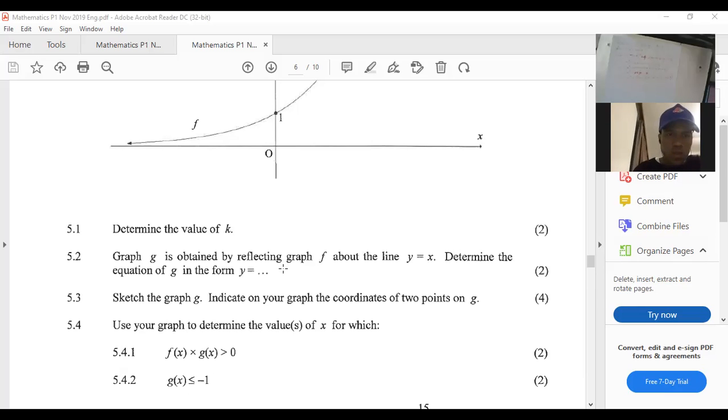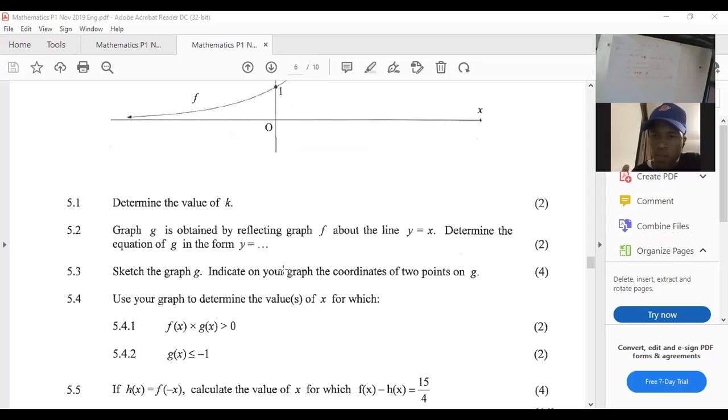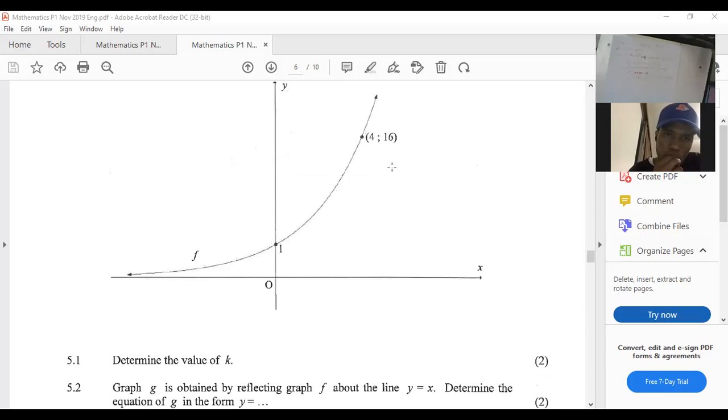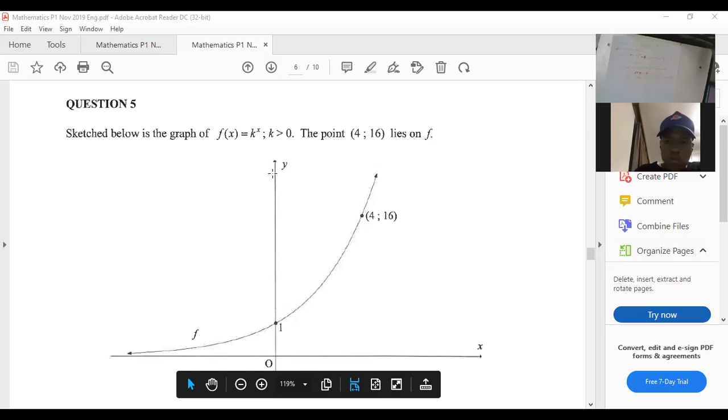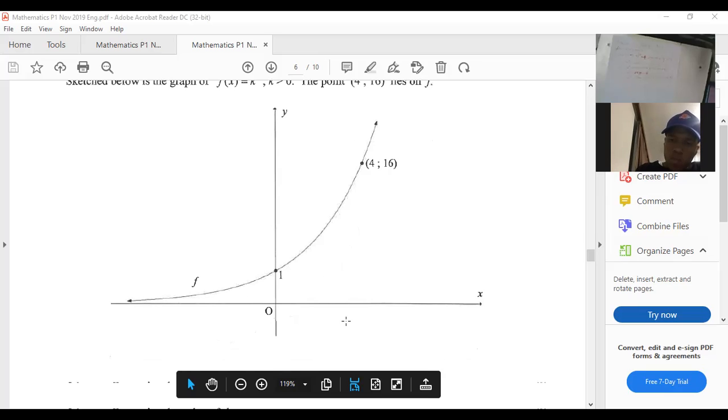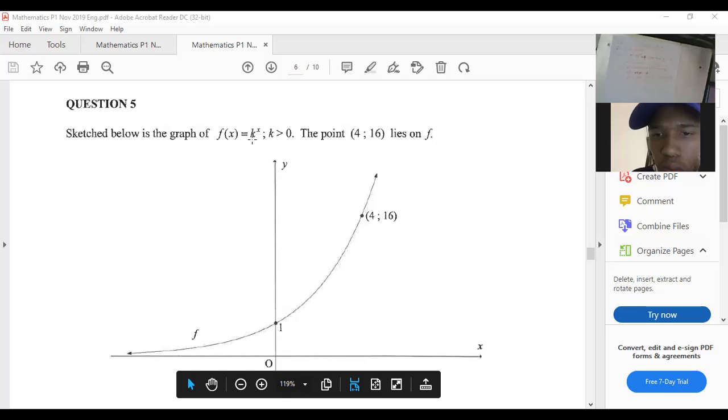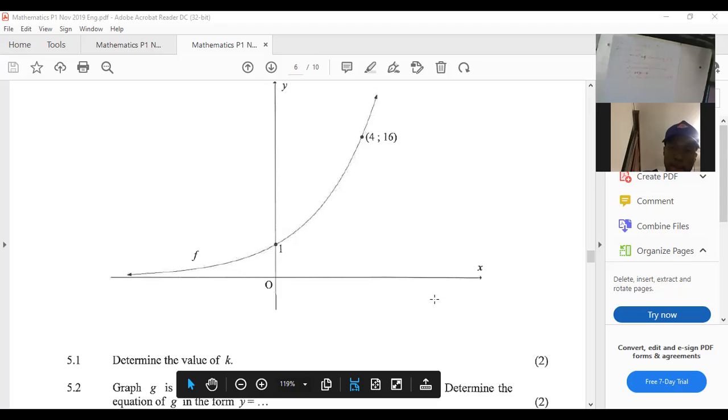Then you must know the value of a. Substitute the point (4, 16) in f(x) equals a to the power x, and it equals 2. Your a must be 2. So the inverse is the log function, log of x base 2, because the base in the exponent is also the base in the log. It doesn't change. It will remain being a base. Are we together?